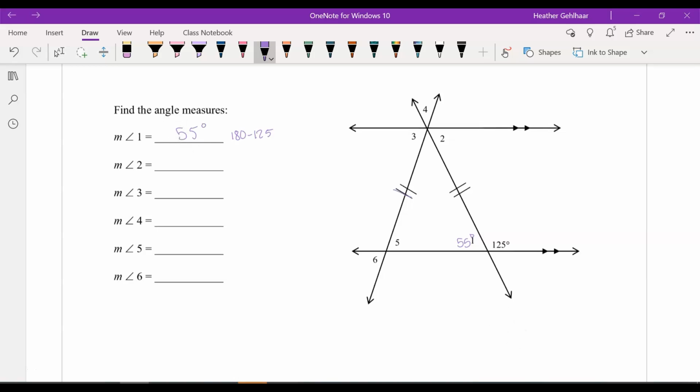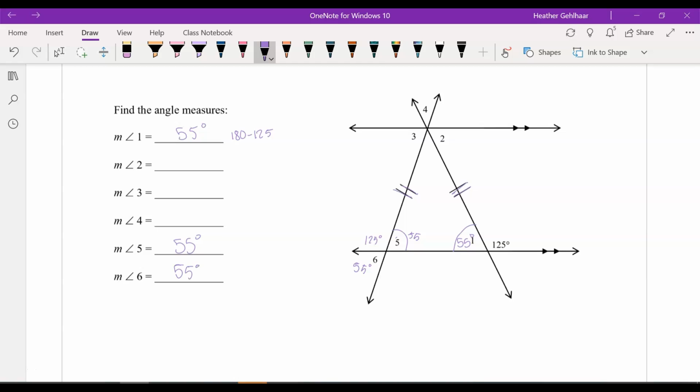Okay, we know that we have these parallel lines here. We have two segments that are congruent, which makes that middle triangle an isosceles triangle. So angle 5 is also equal to 55 degrees. Okay, so the next thing, I would like to add some things I know. If this here is 55, this is 125, angle 6 is going to be 55 as well. So I'm going to put 55 degrees.